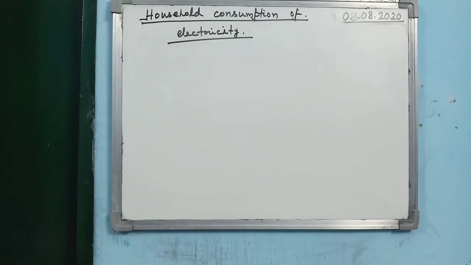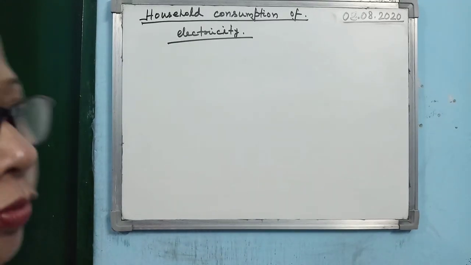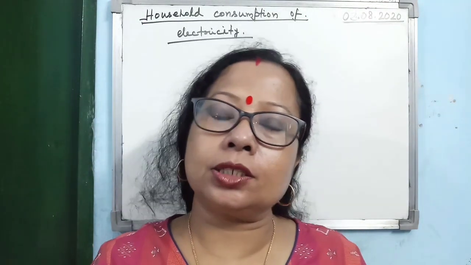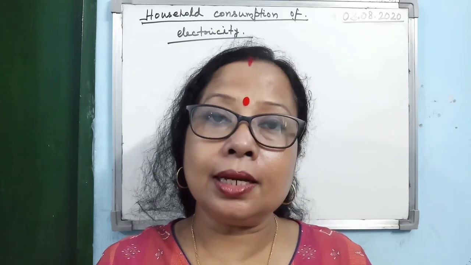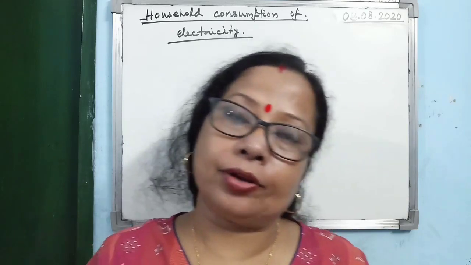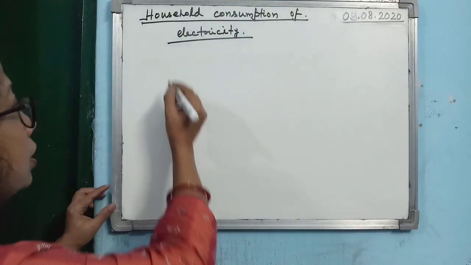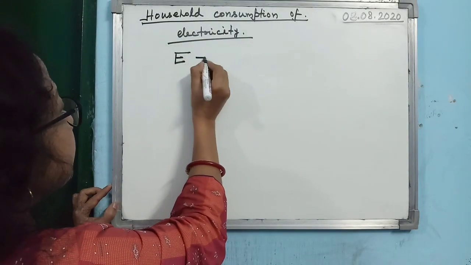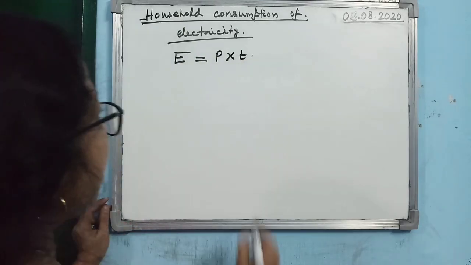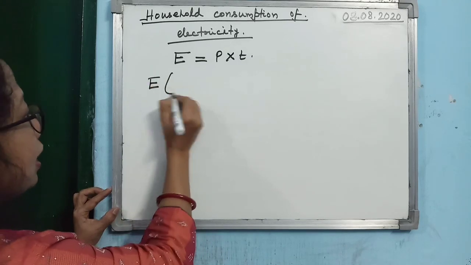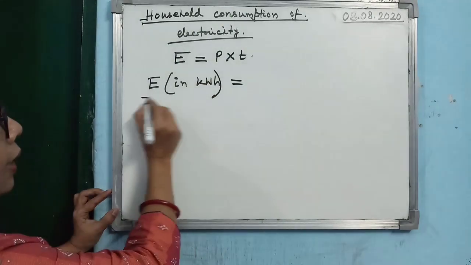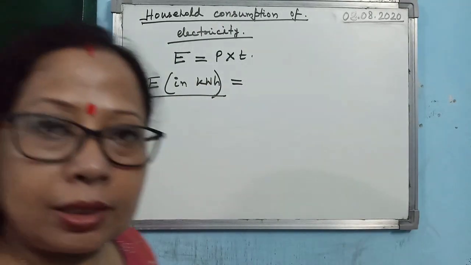Now we can combine these two topics that I have taught earlier, power rating and electrical energy, together to find out the household consumption of electricity. So you see how you can find out. We know that electrical energy consumed is given by power into time, isn't it? Now, E in kilowatt hour, when you calculate it, will be the household consumption, isn't it?